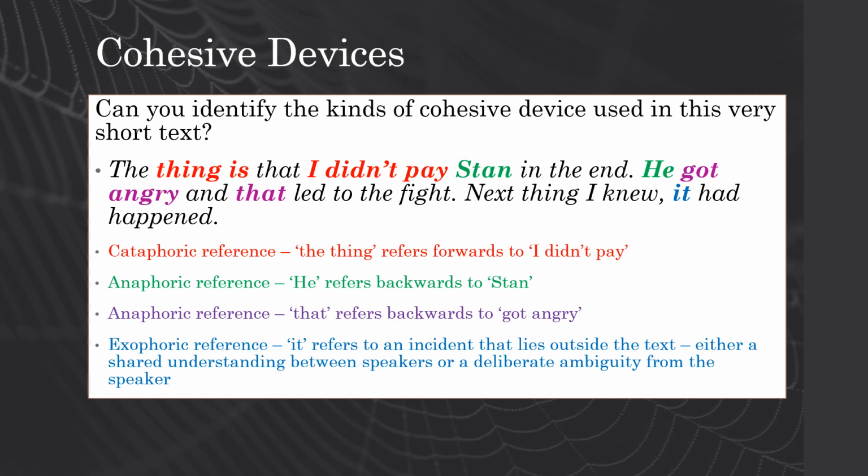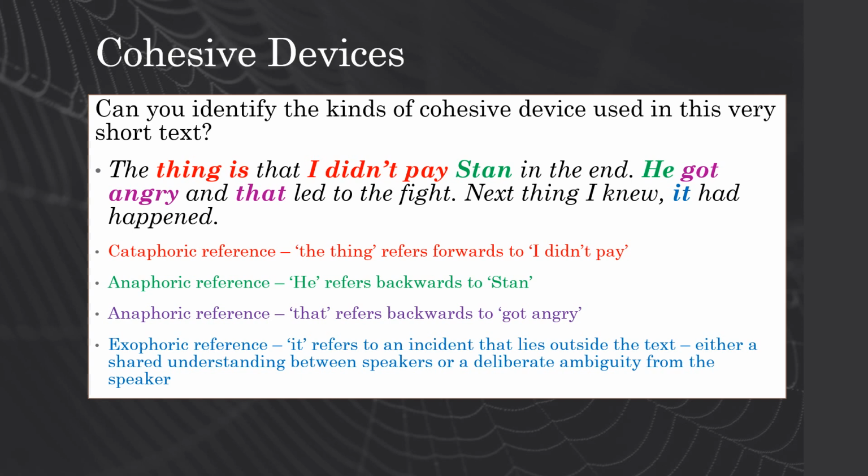Okay, hopefully you picked up that the opening sentence started with a kind of cataphoric reference. The thing is, what was that thing? The thing was acting as a pronoun for this particular act, was replacing this particular act, and that was I didn't pay Stan. So that was an example of cataphoric reference, and we then got a couple of examples of anaphoric reference. Stan's name gets established and he's later referred to as "he", and then "he got angry and that led to a fight". So an example of how we could use terms like "that", "the thing is", "he", to refer to aspects that have already been established elsewhere in a text.